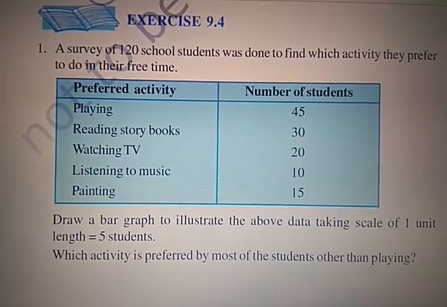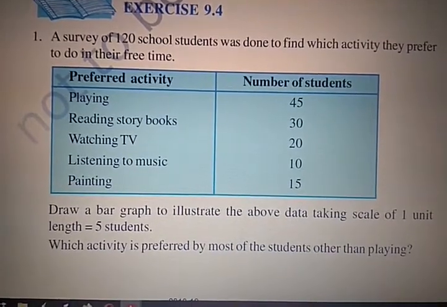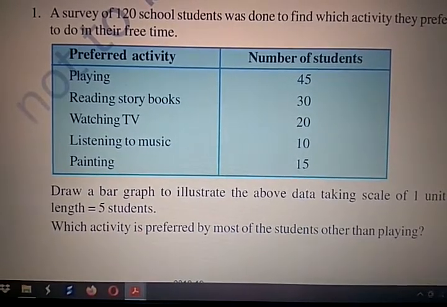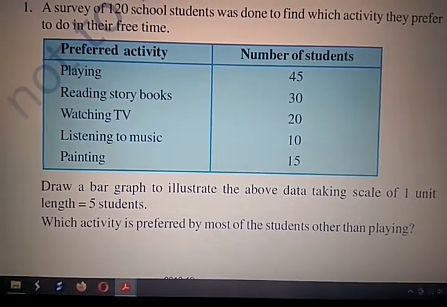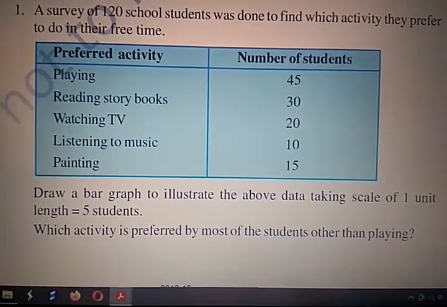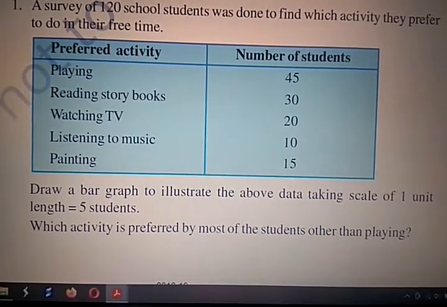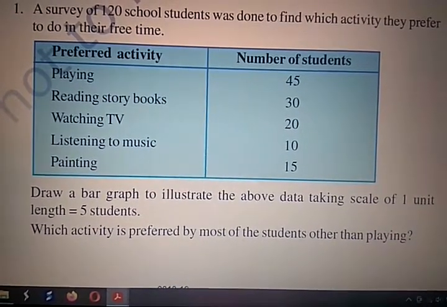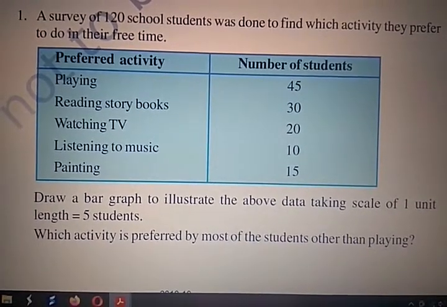A survey of 120 school students was done to find which activity they prefer to do in their free time. Here, the preferred activity we represent on the x-axis and the number of students on the y-axis. And here you see it is given that when you draw the bar graph to illustrate the above data, take the scale 1 unit length equal to 5 students. That means on the y-axis you have to keep the difference for each small box as 5 students, right?